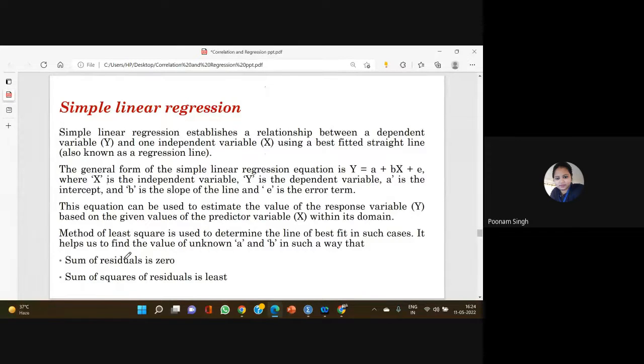So simple linear regression is actually a very widely known modeling technique where your dependent variable is continuous and independent variable is continuous, or it can be discrete also. And the nature of relationship is linear. And the relationship between both the variables is shown using a best fitted straight line.